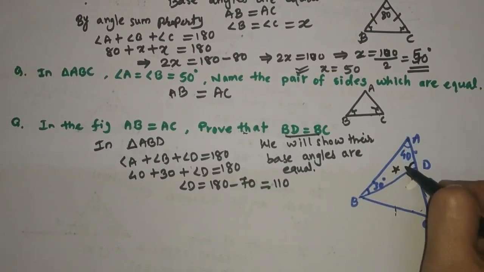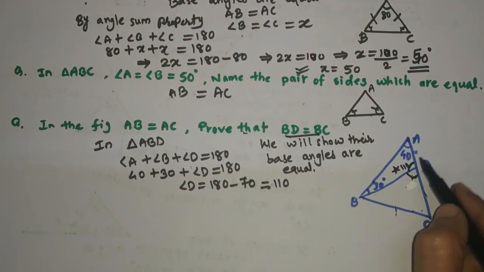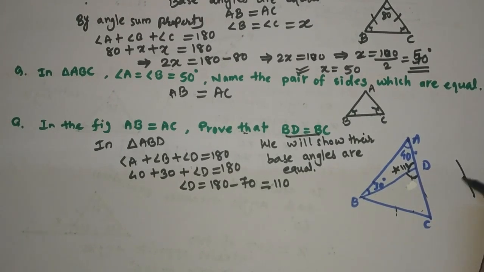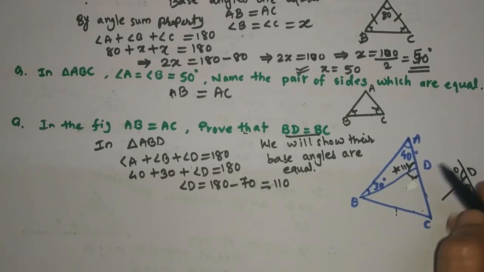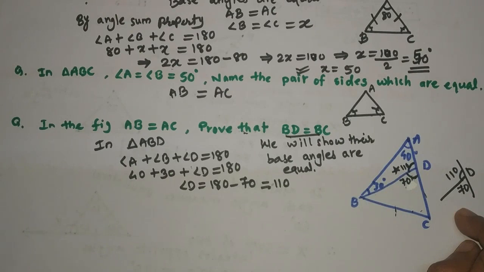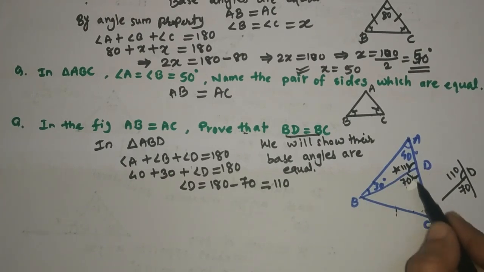We got this one, 110. Okay. Now we need to find out this one. So this, if you notice carefully, here it is becoming a linear pair. It is 110, so it will be 70 degrees. This is a linear pair, so this angle is going to be 70 degrees according to linear pair. Okay. So now we got angle D.